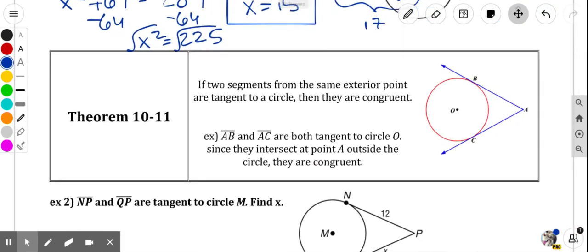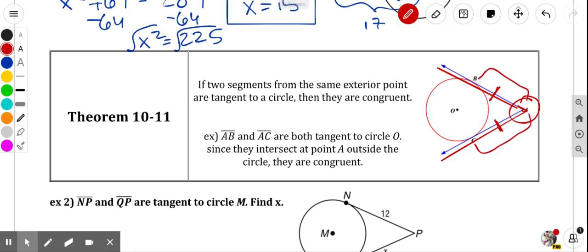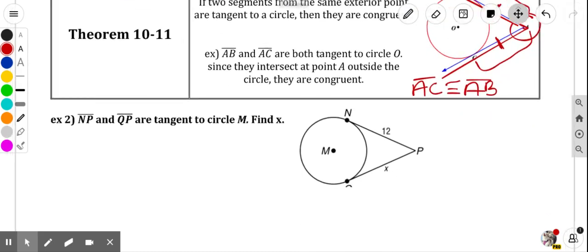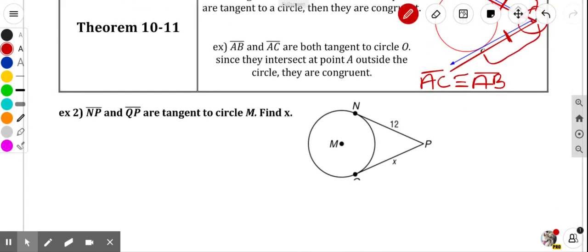Okay, another theorem has to do with two tangents that intersect at the same point outside of a circle. Notice that we have AC here and AB, and they both intersect outside the circle at point A. What that means is these segments are congruent. So AC and AB are the same length. AC is congruent to AB. That's a pretty easy theorem. There's really not much to it. Sometimes they're a little more complicated than this, but not much.